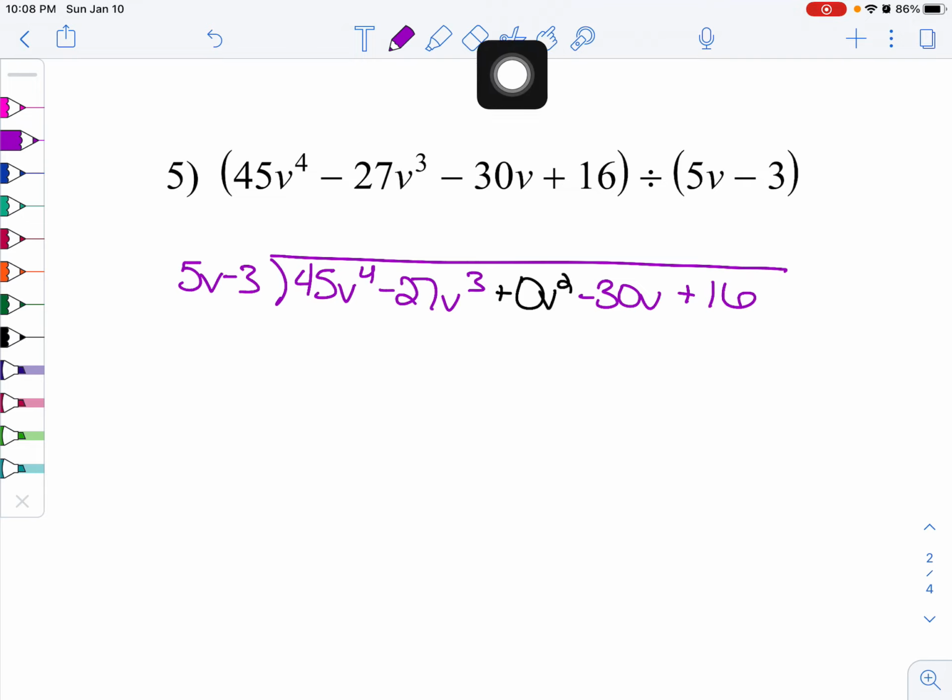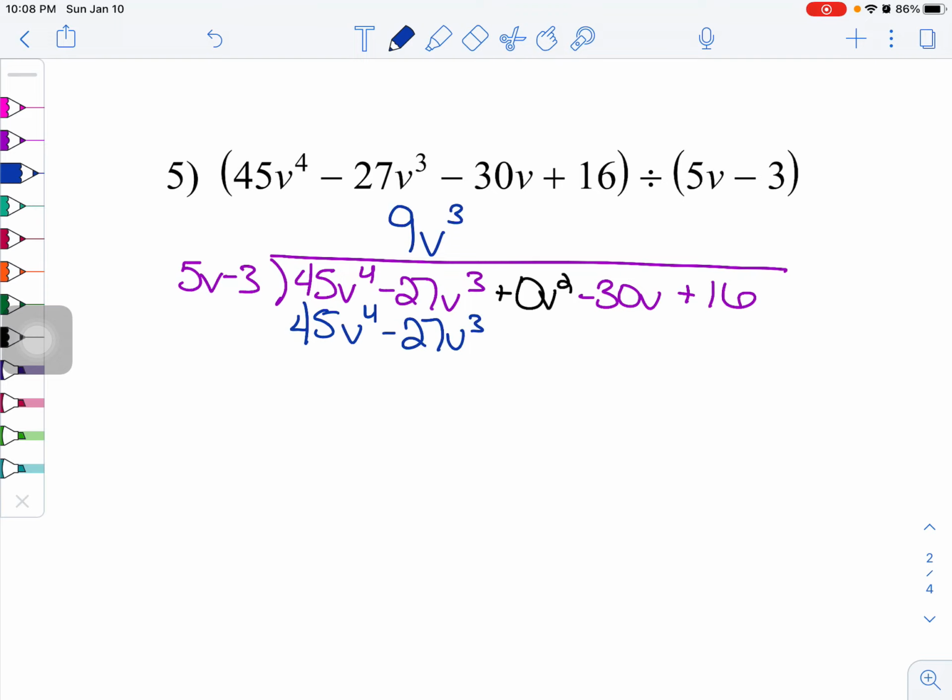Now, I'm going to start the division process as soon as I double check that I've got all the pieces in the right place. So 5v minus 3, 45v to the 4th, 27v cubed. There's my placeholder for v squared, minus 30v and plus 16. All right, so let's do a little bit of division. So we've got 45v to the 4th divided by 5v, which would be 9v to the 3rd. So multiply that together.